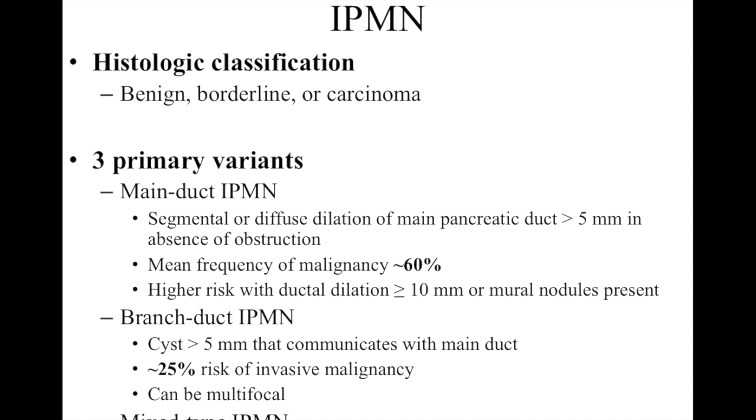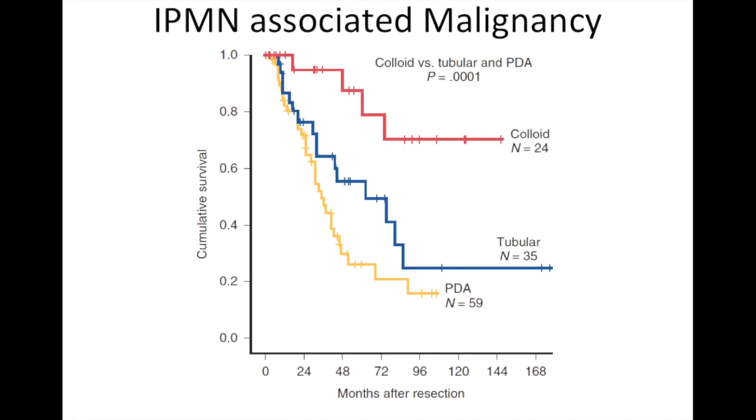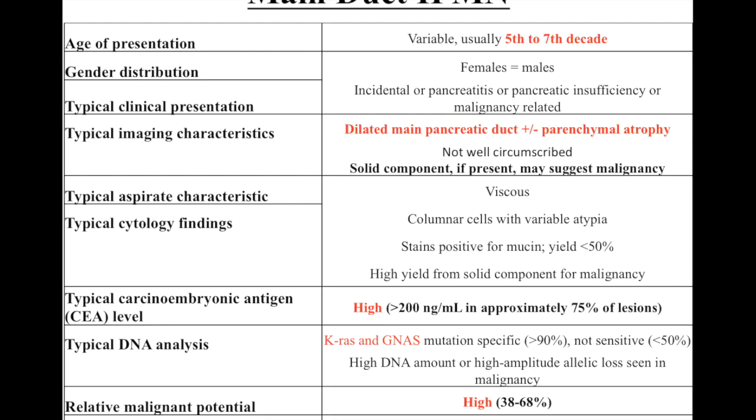I'll start with some survival data on IPMN-associated malignancy. And there's 2 types of malignancies when we think about IPMNs. There's the colloid type that we think about when we say that IPMN-associated malignancy has a better prognosis than pancreatic ductal adenocarcinoma, and that's true. We see the survival curve up here for the colloid group. However, the tubular group, or the pancreatic ductal adenocarcinomas associated with IPMNs, typically have poor, dismal prognosis.